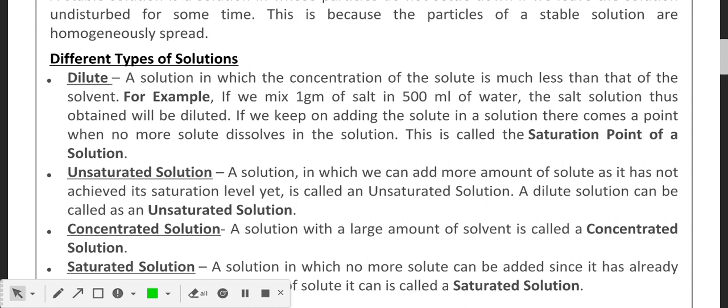मतलब जहाँ तक वो शुगर डिसॉल्व हो पा रही है, आप वहाँ तक कर रहे हैं, तो उसके बाद एक लेवल आ जाएगा, उसके बाद शुगर डिसॉल्व होना बंद कर देगी. That point is known as saturation point.